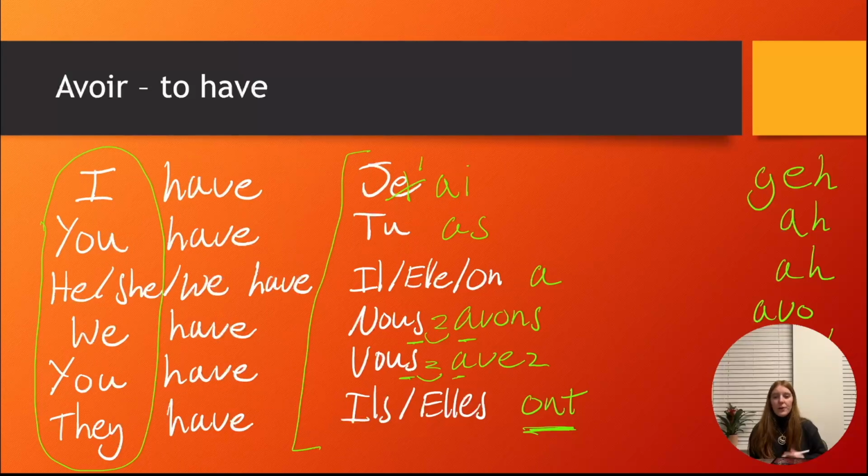So you should be at a point where you should memorize these verb endings and you should be able to run through them. So j'ai, tu as, on a, nous avons, vous avez, ils ont. That's what you should be able to do. You should be able to run through, almost like a song, almost like a chant to help you remember. So that's avoir, and we've got some examples next.